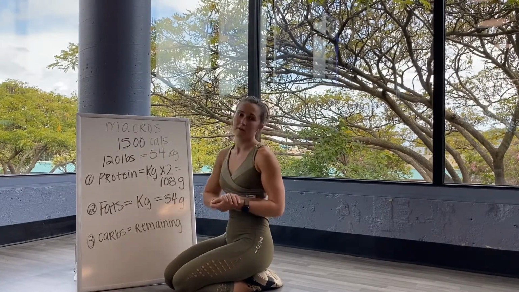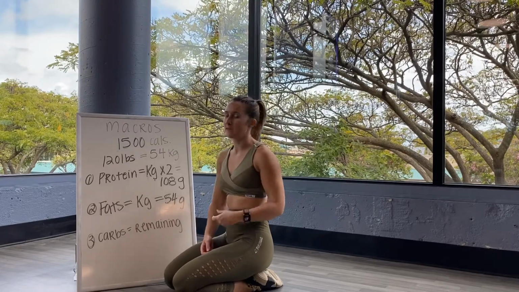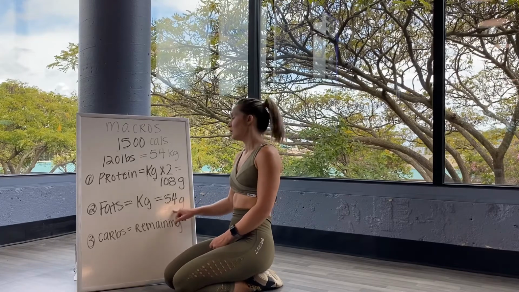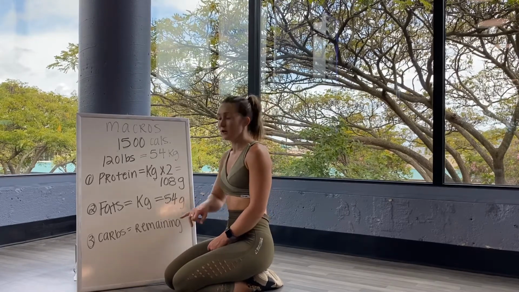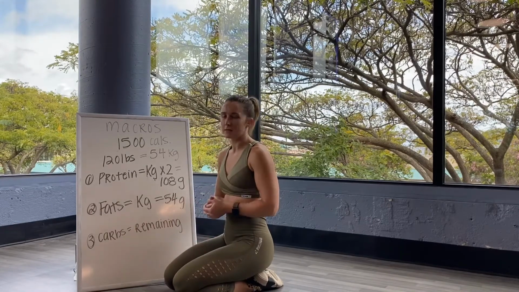Next up, we're going to calculate our fats. This is a simple one. You just do about 1 gram of fat per kilogram to start out with. So that leaves us with 54 grams of fat. And then our carbs are going to be the remaining calories. This is where it gets a little bit tricky.